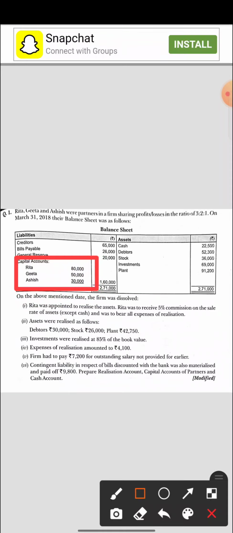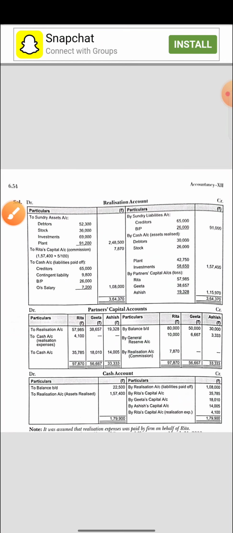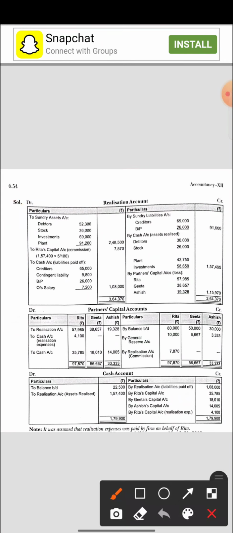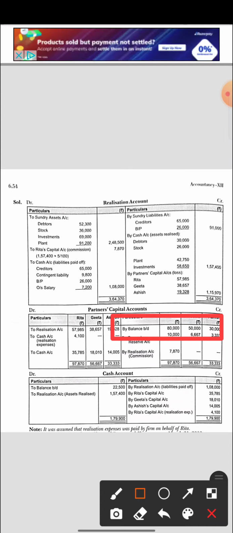This will always be an opening balance brought down. Whenever you prepare a partners capital account, the money from the balance sheet will always appear first here. Balance brought down, it comes down from the balance sheet. So 80,000 for Rita, 50,000 for Gita, 30,000 for Ashish. That is the first thing.